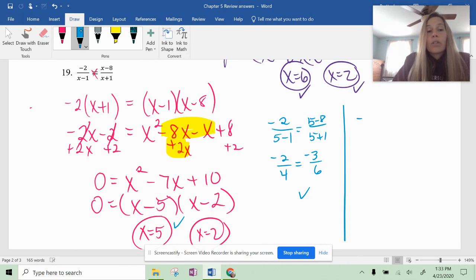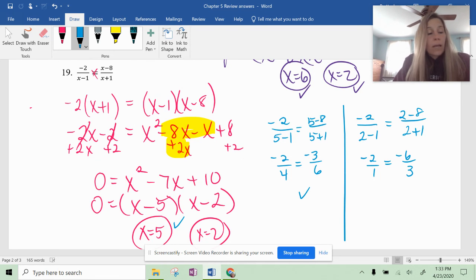Now, when I go to check the 2, -2 over 2 minus 1, and then 2 minus 8 over 2 plus 1. So this is -2 over 1, -6 over 3. And let's see, that actually probably does work, right? Did I do something wrong there? No, we're good there too. So that one works as well.